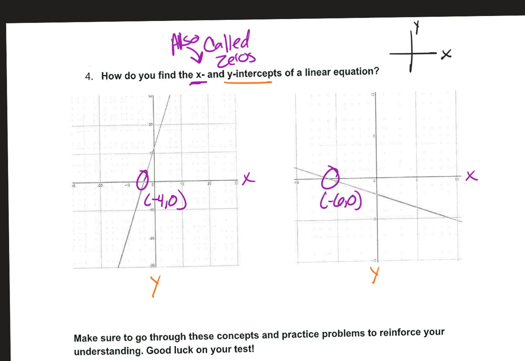Now what about the y? On the first graph, it crosses here. If you zoom in, you're going to see that's probably about 0, 12. And then on the second graph, right there is where it crosses the y. It's going to be about 0, -2.